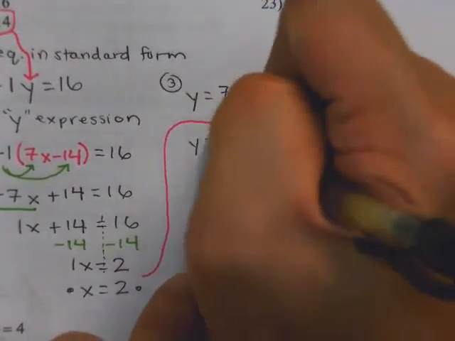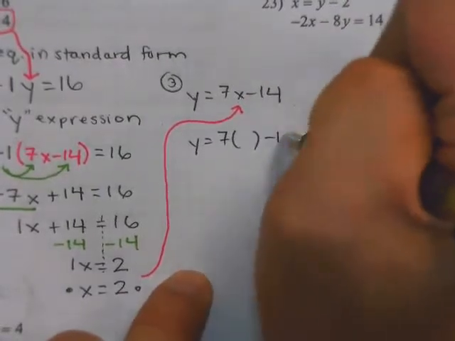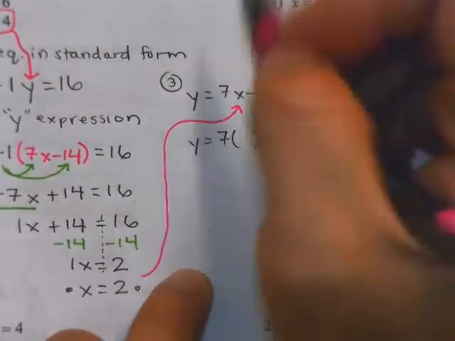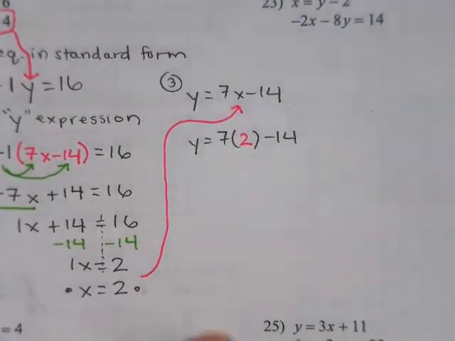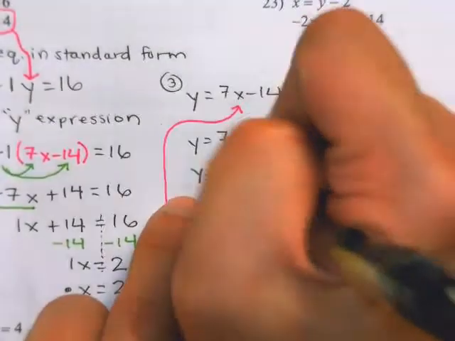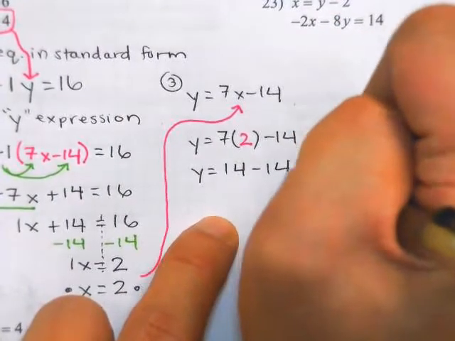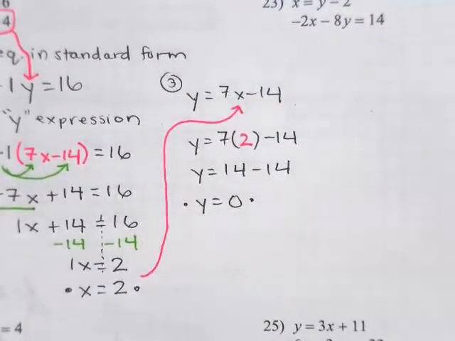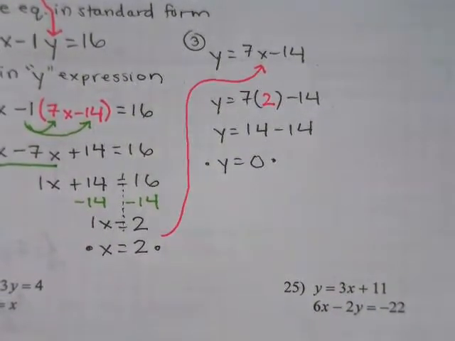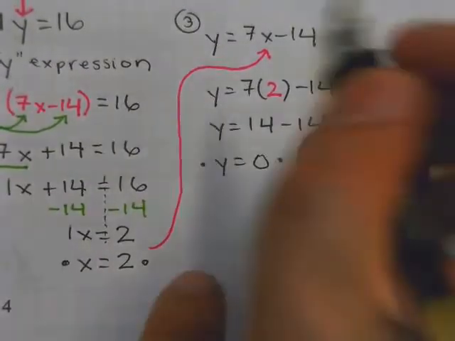Okay. Y equals 7 times 2 minus 14, and then we're just going to do PEMDAS on the right side. Y is equal to 14 minus 14. And y is equal to 0, which is an okay answer. You can always have 0 as an answer. Okay.